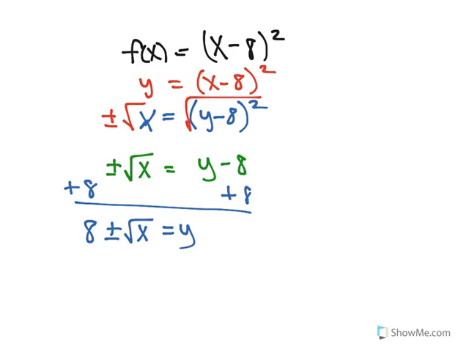To show it's an inverse, I replace the y with inverse notation, and I end up with f inverse of x equals 8 plus or minus the square root of x. And that's how you find the inverse of a quadratic equation.